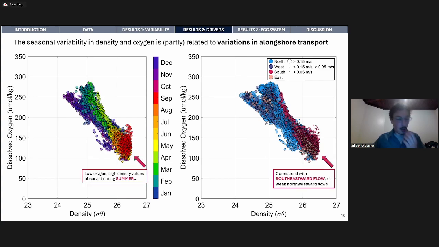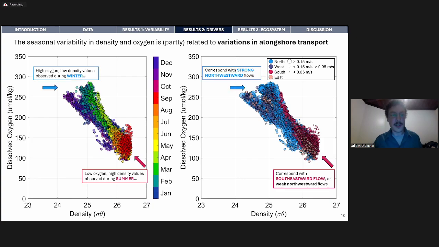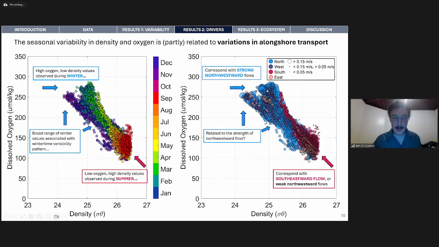And we can see that these low oxygen, high density values that we see during the summer correspond to southeastward flow or weak northwestward flow, whereas the high oxygen, low density values observed during the winter correspond with these strong northwestward flows, the large blue scatter points here.